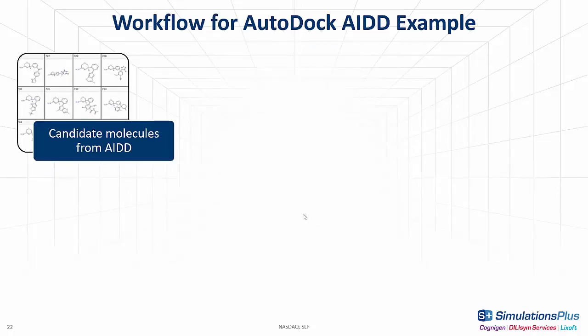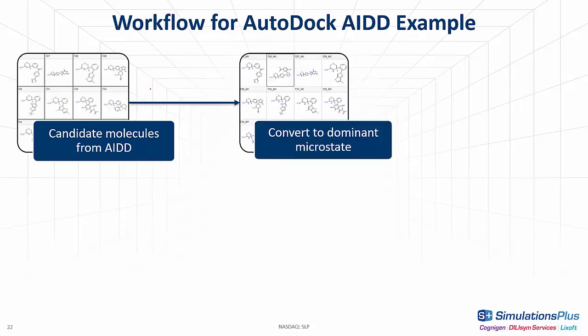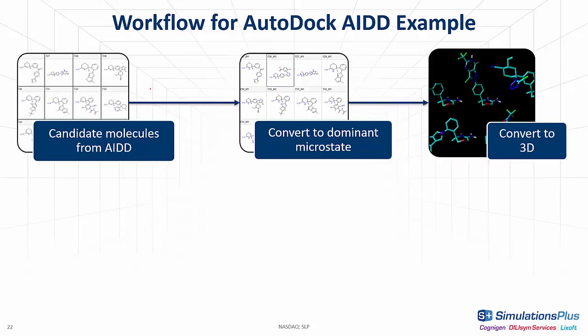This next slide simply shows a workflow for the AIDD AutoDock example. The first phase of the external program will generate candidate molecules from AIDD. These will be converted to a dominant microstate. This uses ADMET Predictor to predict the dominant microstate at a specific pH, so this uses the ADMET Predictor command line.